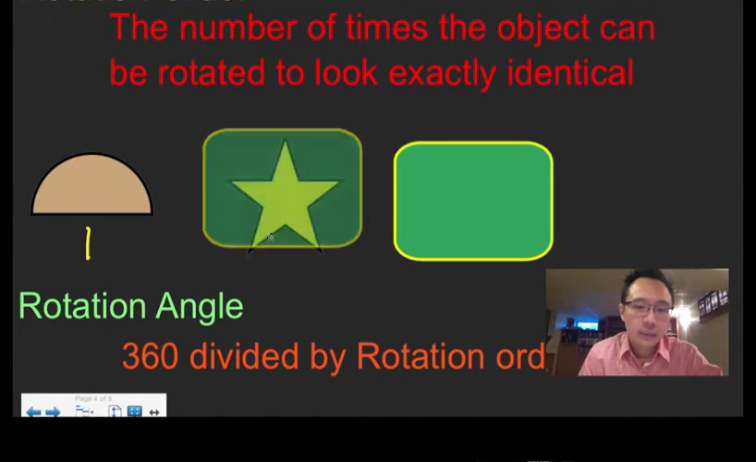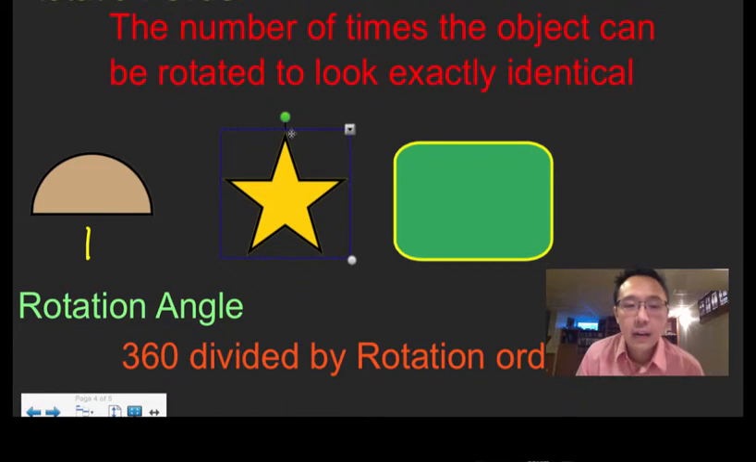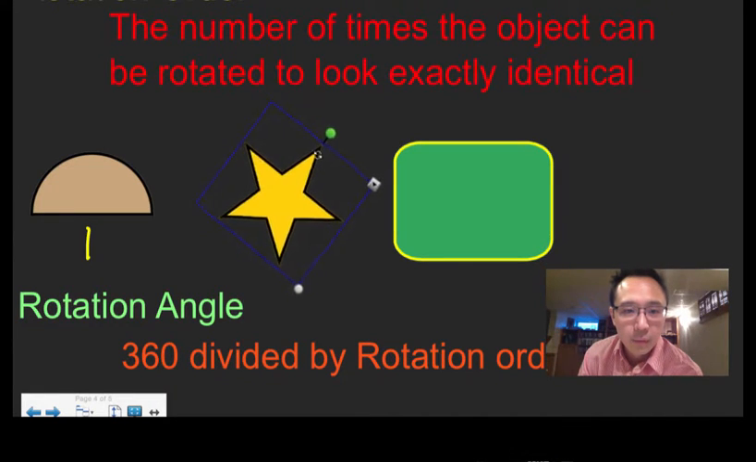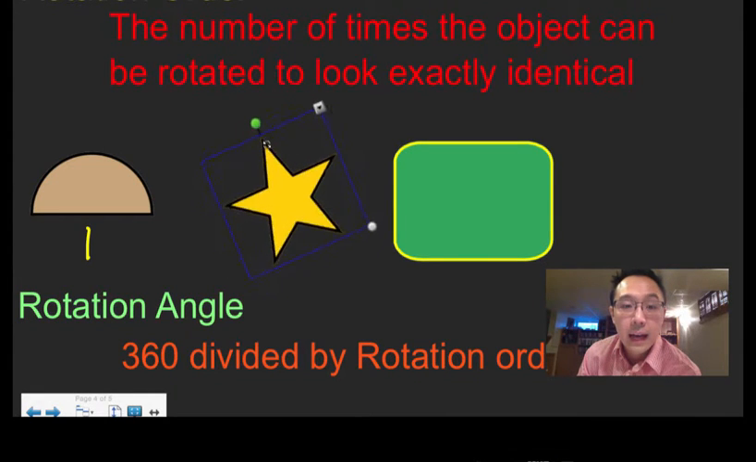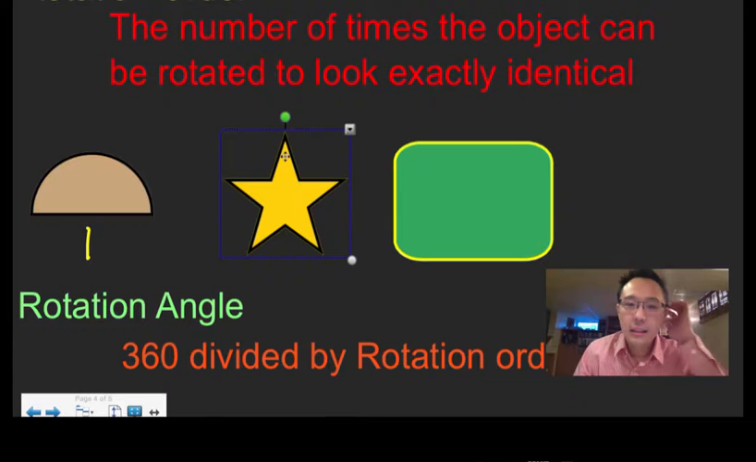Look at the star. How many times can I rotate the star to look exactly like this one? Let's start rotating. That is 1, 2, 3, 4, and 5. So you can see that I've rotated 5 times. I can rotate it 5 times to look exactly the same.